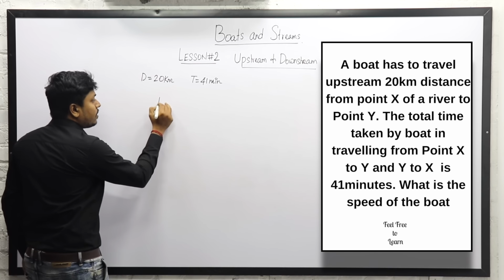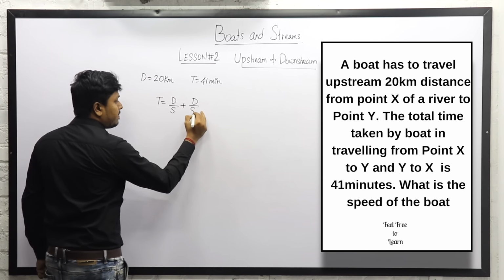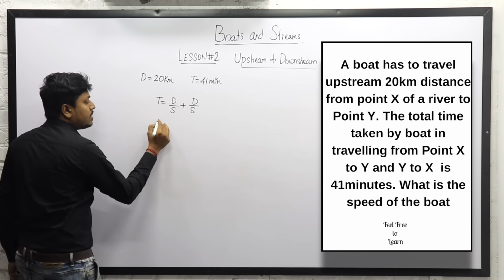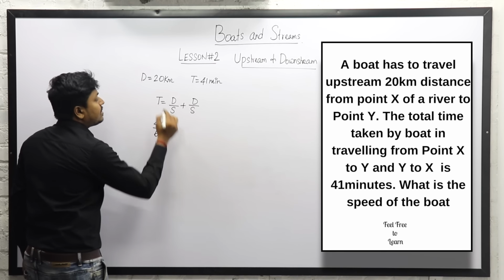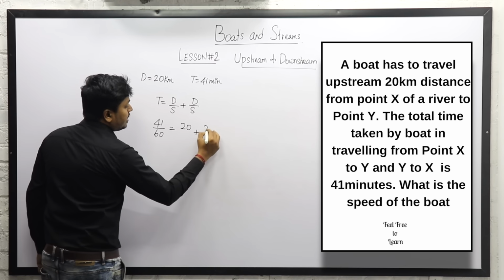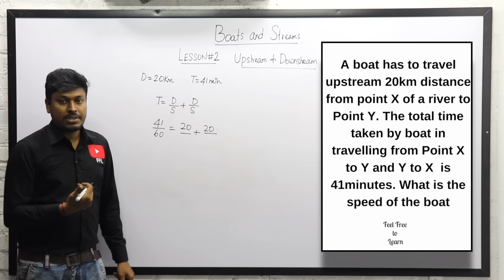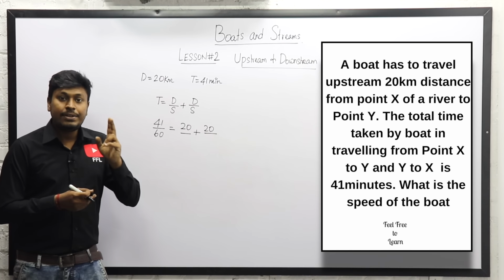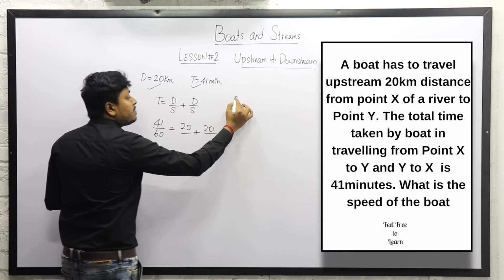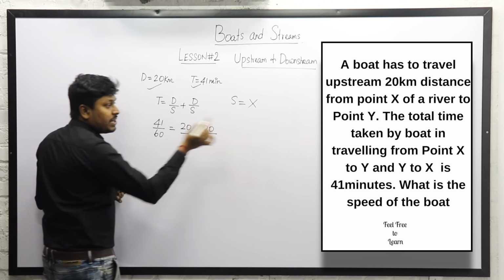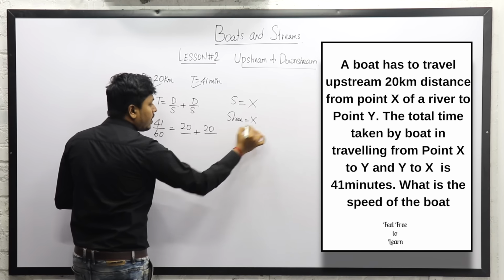Listen here, we know the basic formula, that is time is equal to distance divided by speed plus distance divided by speed. Time is given, that is 41 minutes. So 41 divided by 60, we converted into hours, is equal to distance, so distance will be 20 plus 20, both the distances will be 20. Now let me talk about the speed, upstream speed and downstream speed. Just listen here, they have given only two data, time and distance. The speed of the boat is not given, our target is to find the speed of the boat, and also the stream speed is not given.